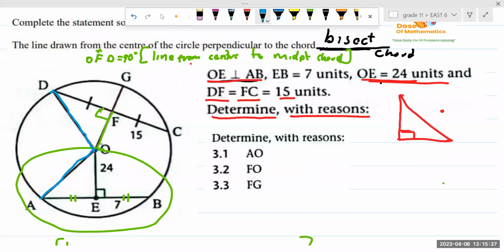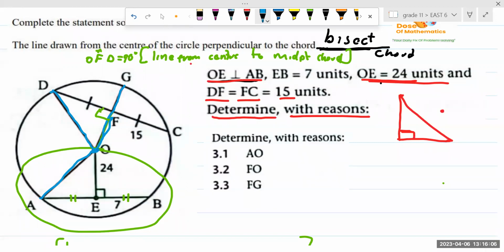And then here, do we also have another line from the center to a circumference? I'm just checking all the lines from the center to a circumference. Do we have another one? Yes, OG. Okay, I will also highlight this one. We are highlighting those that are given. I'm highlighting lines from the center to the circumference.